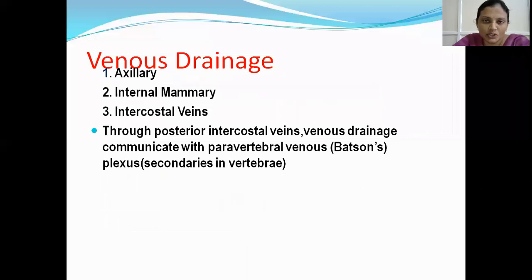Coming to venous drainage of the breast, it drains into axillary, internal mammary, and intercostal veins. Through the posterior intercostal veins, venous drainage communicates with the paravertebral venous plexus called Batson's plexus. This results in secondaries in the vertebra. It will be discussed later in the carcinoma of the breast topic.